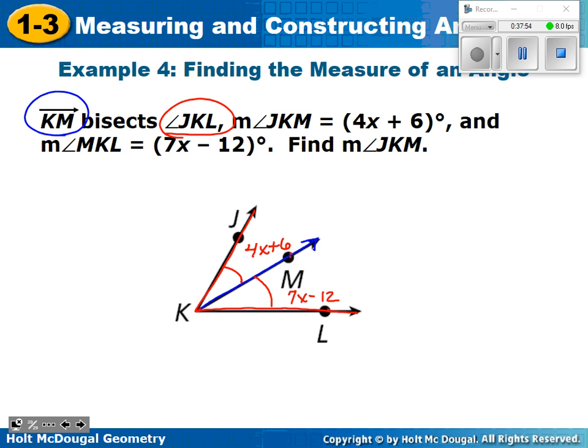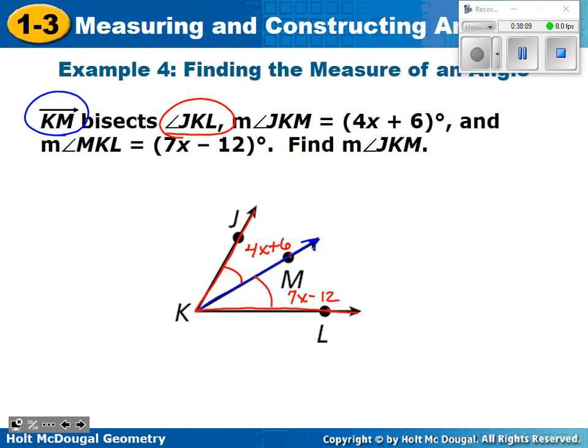Notice the difference between this problem and the one on the whiteboard. They gave us the part and the part. What did they not give us on this one? The whole. You cannot do angle addition postulate, part plus part equals whole, unless you know the part and the whole.